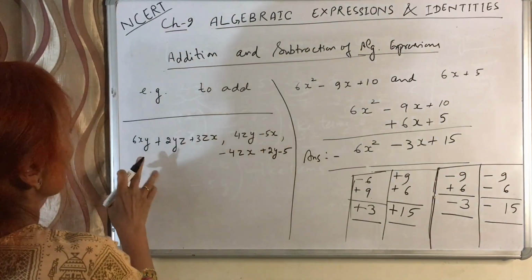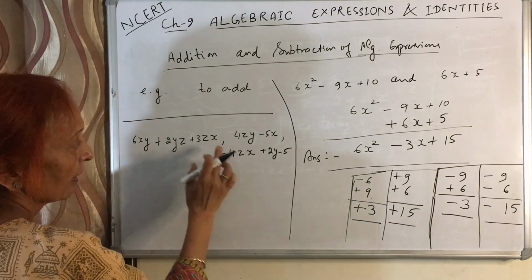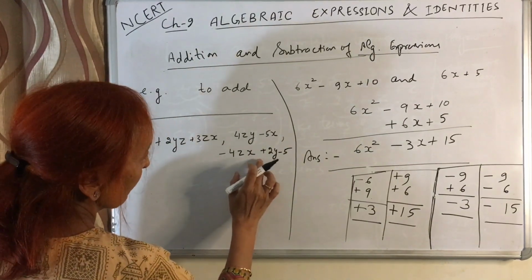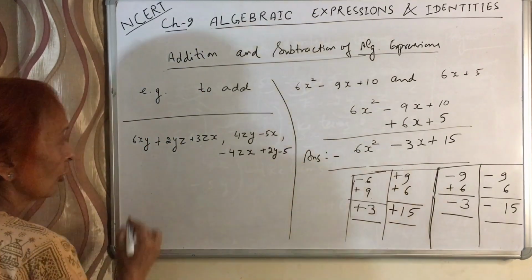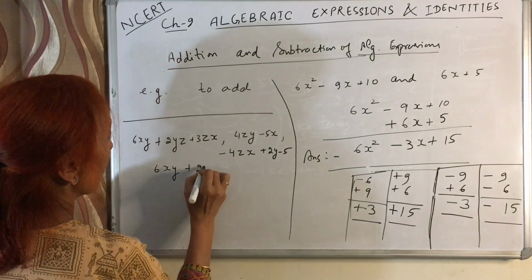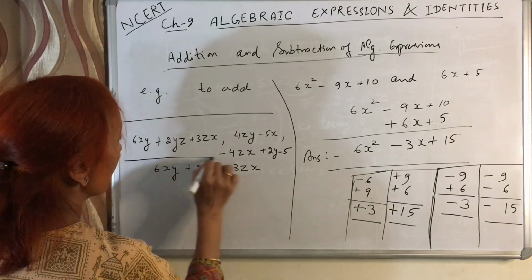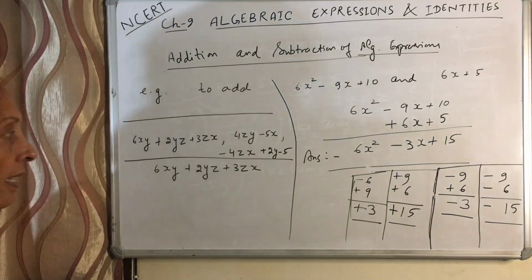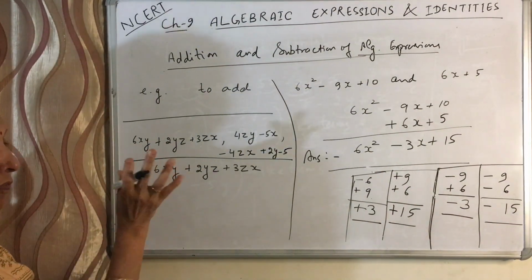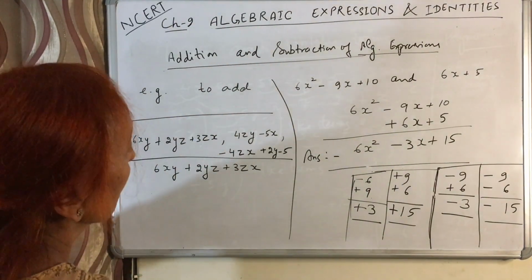Add 6xy plus 2yz plus 3zx, 4zy minus 5x, minus 4zx plus 2y minus 5. So first we will write the first term as 6xy plus 2yz plus 3zx. Next term we will write as like terms, we will put together. We will write like term below the like term.